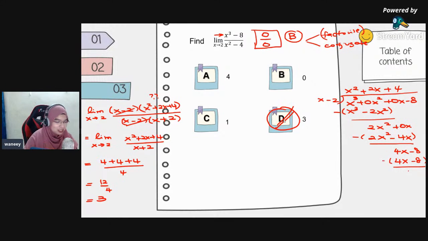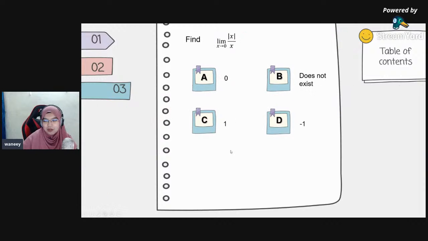Question number 2. Is the answer A? Or is the answer B? Is the answer C? Or is the answer D? A for 0. Oops, question number 2. Tak nampak nanti soalan dia. This is question number 2. A, the answer is 0. B, does not exist. C, 1. D, -1.